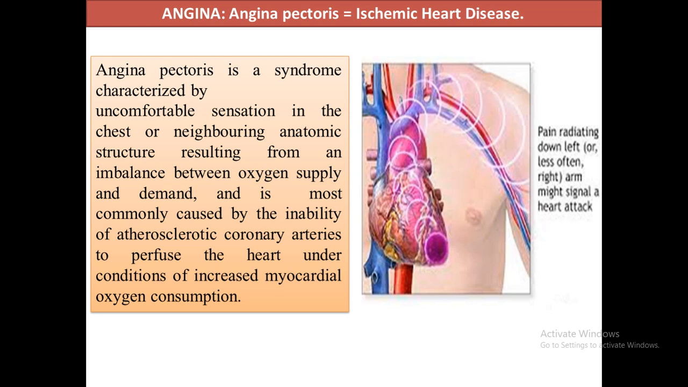So what happens in arteriosclerosis? We know that there is plaque formation in the arteries. This plaque formation reduces the blood flow. If you reduce the blood flow, then the proper amount of oxygen does not reach the heart, so there is an increase in myocardial oxygen demand. If that demand is not satisfied, we feel different types of uncomfortable sensation in the chest and neighboring anatomic structures, which we term angina pectoris, which we can also say is an ischemic heart disease.